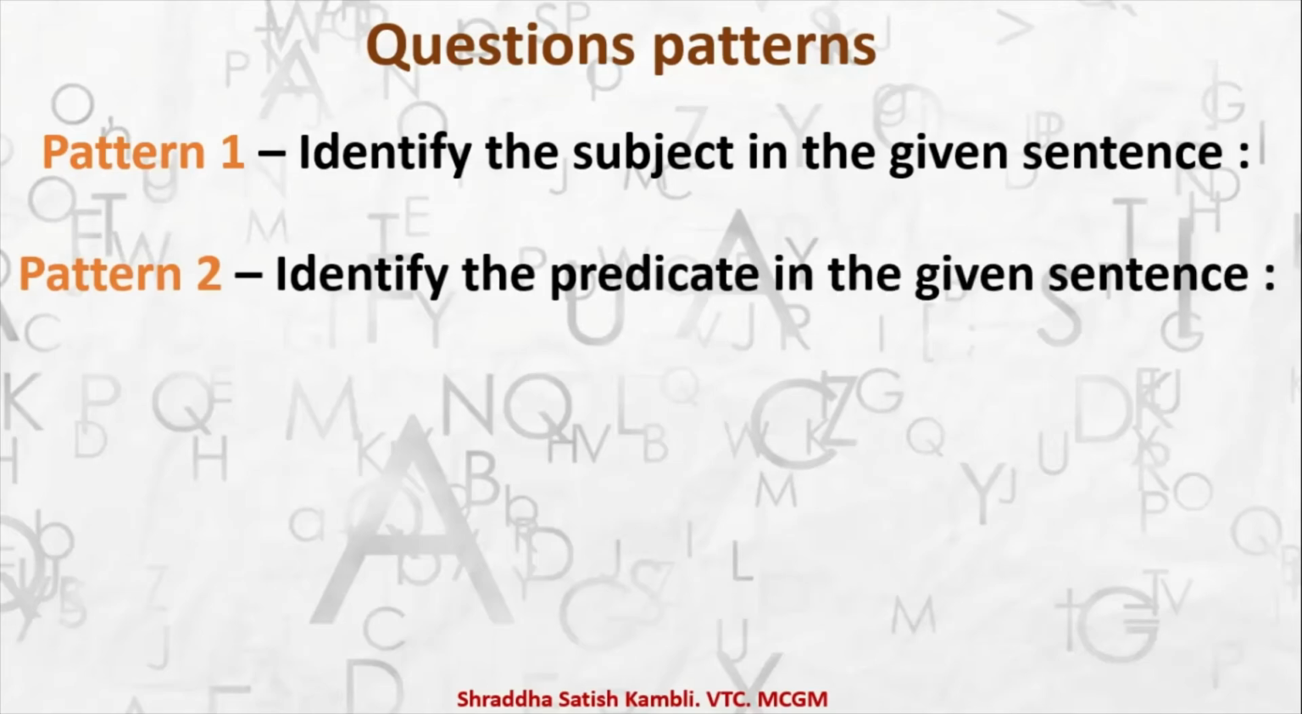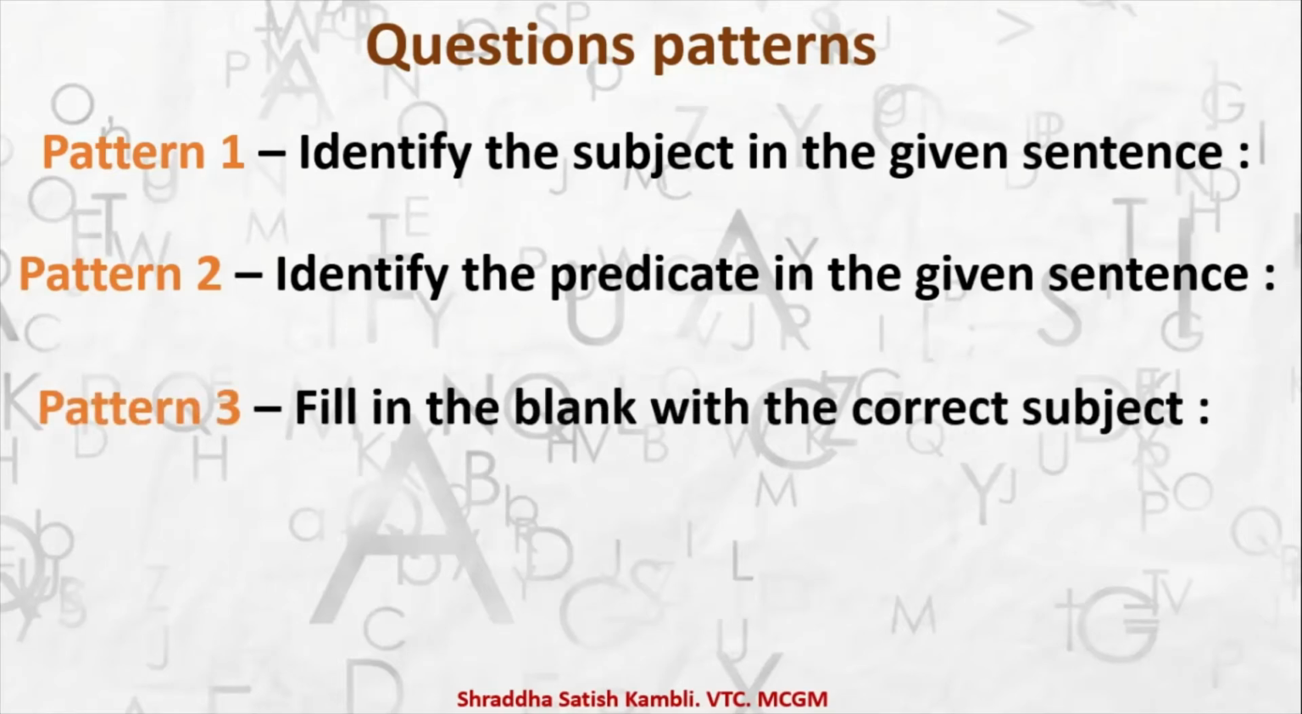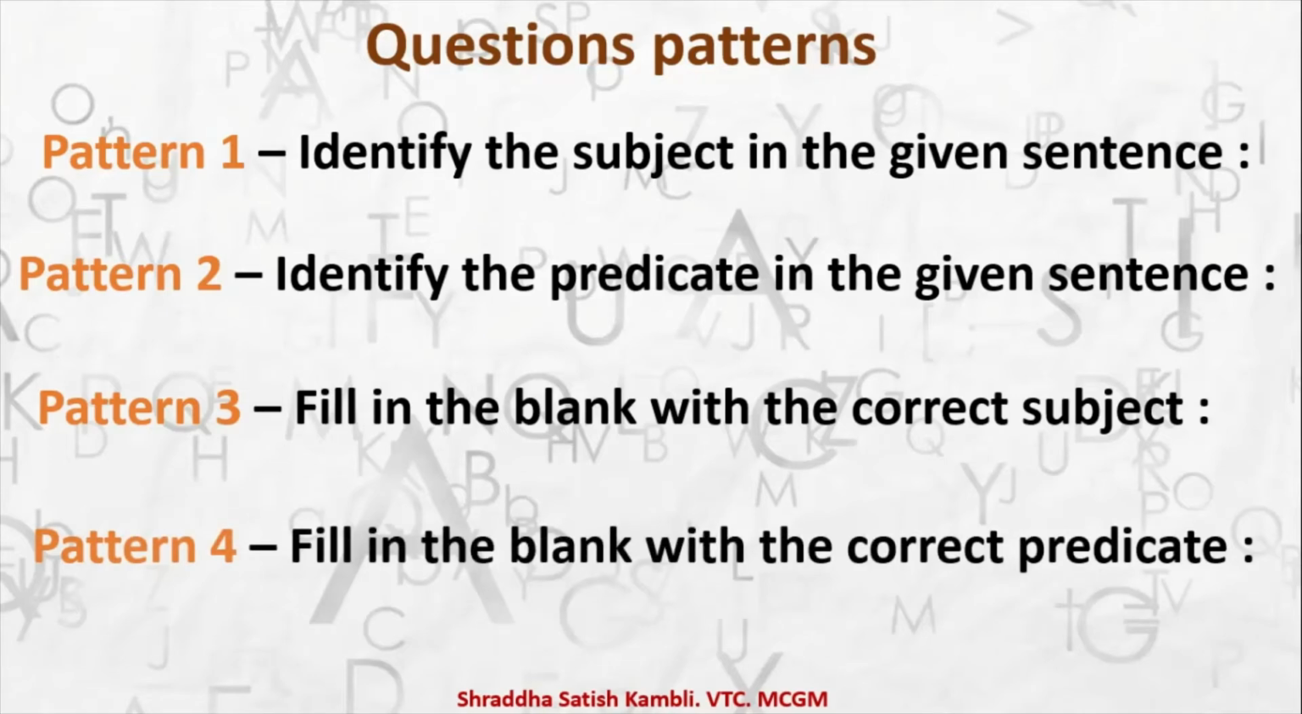Pattern 2 is identify the predicate in the given sentence. Again, simple. Just like you identified the subject in the first case, you have to identify the predicate in the second case. Pattern 3 is fill in the blanks with the correct subject. So there will be a sentence given to you. There will be a blank. You have to fill the correct subject in that blank. Pattern 4 asks you to fill in the blank with the correct predicate. Okay, so these are the 4 types of questions which can be asked based on the topic, subject and predicate.